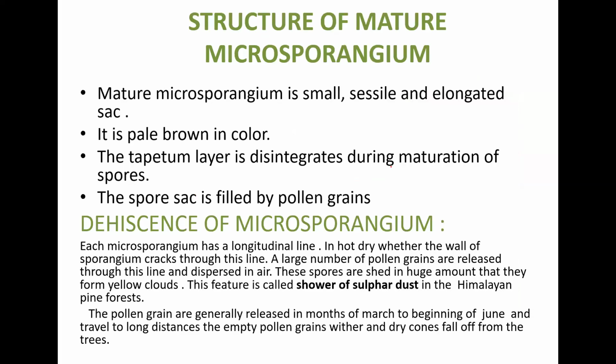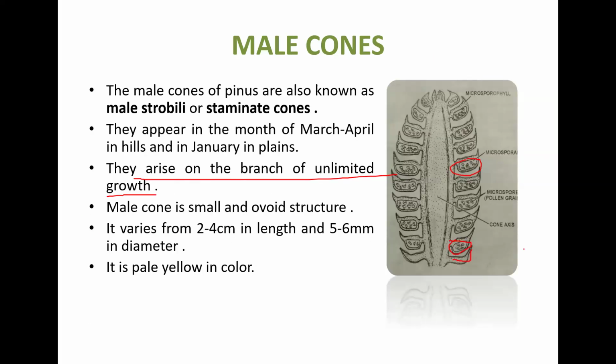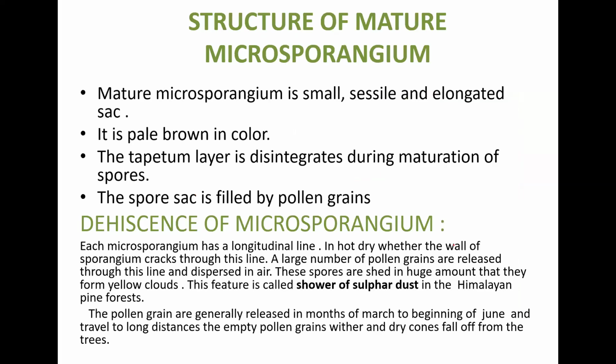Now, when you talk about the microsporangia, this microsporangia is very small, sessile, that is, the sporangia does not have any stalk, and it has an elongated sac. This microsporangium is pale brown in color, and upon maturation it is filled with spore sacs, and the spore sacs will produce the pollen grains, or we call them the microspores.